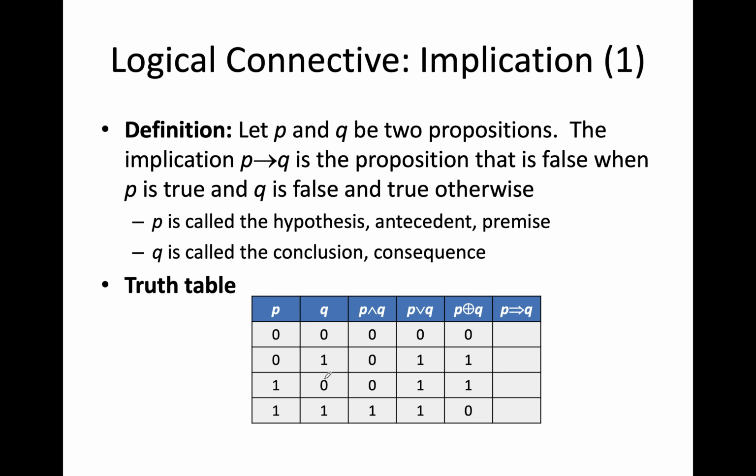So in this scenario, your truth table only becomes false when P is true and Q is false. That's our only false case for the implication. Everything else is going to be true. Since everything else is true, we can mark that out. This is going to be a false, and that's it. So that's essentially your implication.